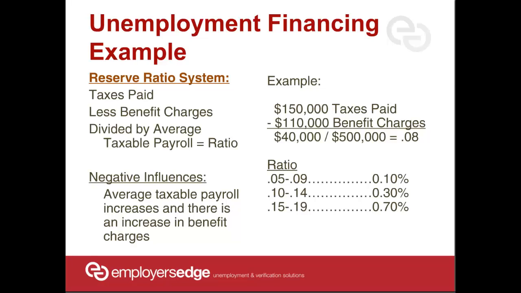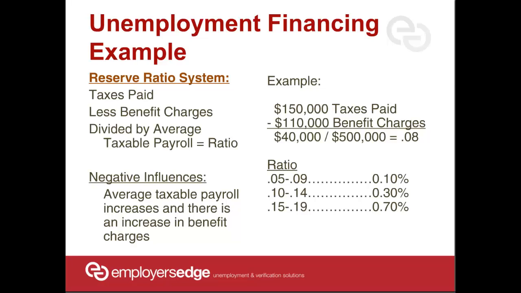And how the state determines your unemployment tax rate: think of your account at the EDD as a big checking account. You're paying taxes in, so they look at all the taxes you pay in, and they take out the benefit charges paid out, those unemployment checks paid to the claimants. They get a figure there, and they divide that figure by your average taxable payroll. I'm talking about your unemployment taxable payroll, not your gross payroll, and they get a ratio. So here's an example. If you paid in $150,000 in taxes and you had $110,000 paid out in benefit charges, that leaves a balance of $40,000, and they divide that by your taxable payroll, and they get a ratio of 0.08%.